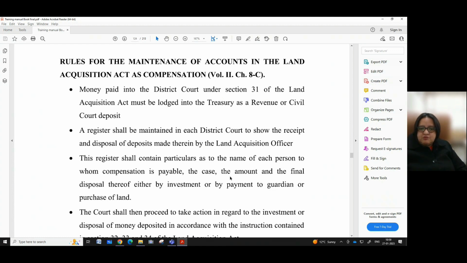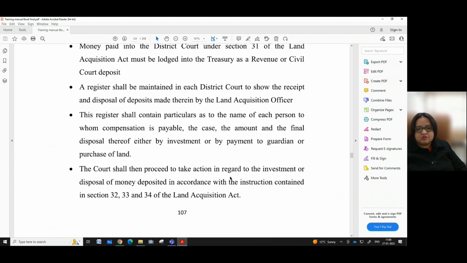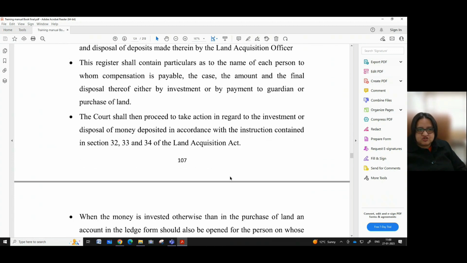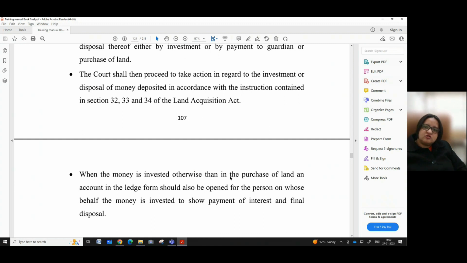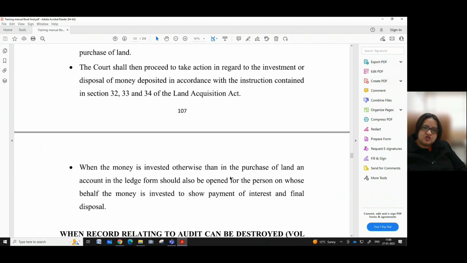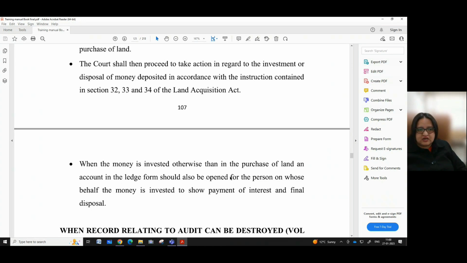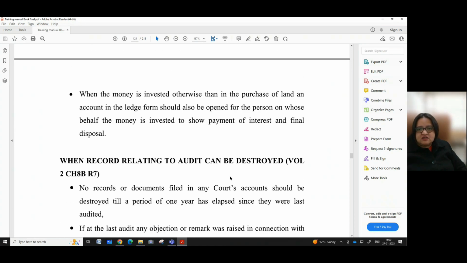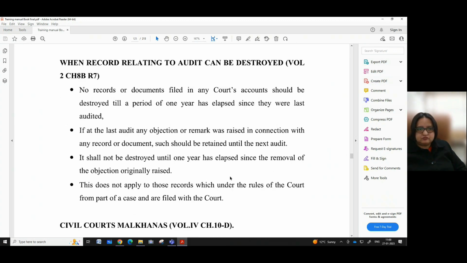This register shall contain particulars as to the name of each person to whom compensation is payable, the case, the amount, and the final disposal thereof, either by investment or by payment to a guardian or purchase of land. The court shall then proceed to take action in regard to the investment or disposal of money deposited in accordance with instructions contained in Section 32, 33, and 34 of the Land Acquisition Act. When the money is invested otherwise than in the purchase of land, an account in the ledger form should also be opened for the person on whose behalf the money is invested to show payment of interest and final disposal.